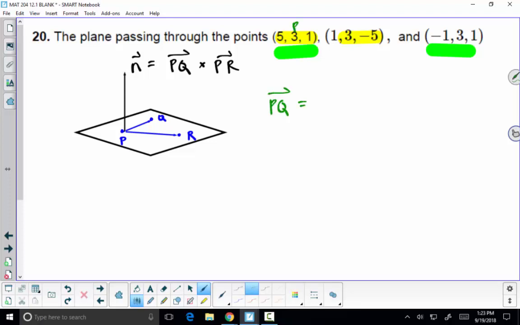We'll call that one P, that one Q, that one R. So PQ, we would do Q minus P, so we would go -4, 0, -6. And then PR will be -1 minus 5. -1 minus 5 is -4. No, that's -6. Thank you. That did not seem right. -6. And then 3 minus 3 is 0, and then 1 minus 1 is 0. So there's PQ, PR.